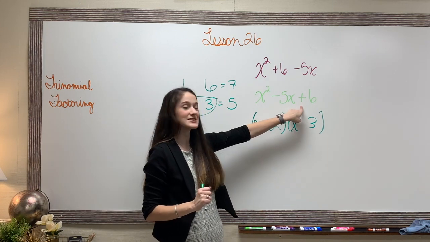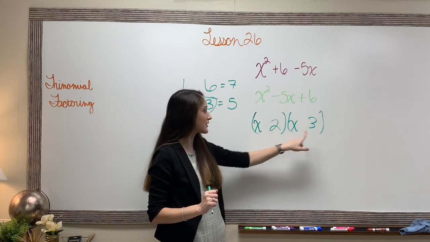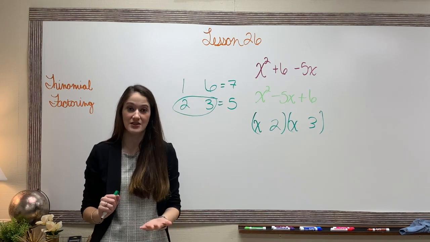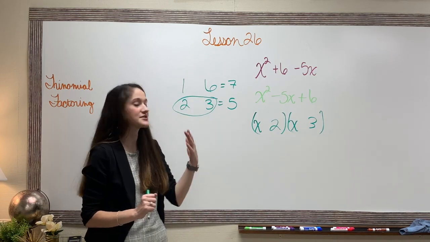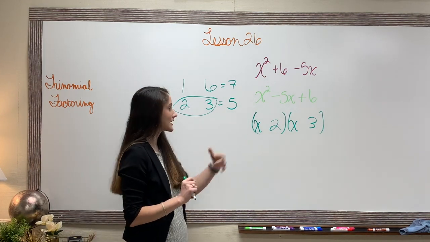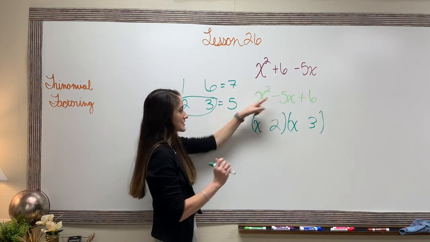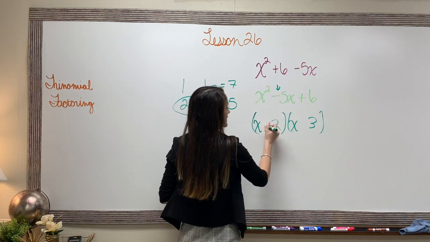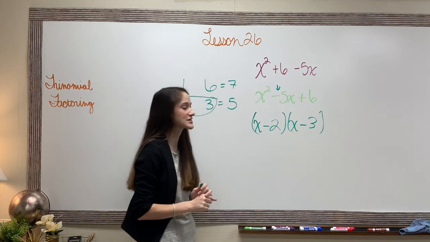Because 6 is positive, that means when I multiply these two numbers, they have to have the same sign. Either it's +2 and +3, or it's -2 and -3. And the way I decide which one is by what b is. And because this is negative, these both have to be subtraction.